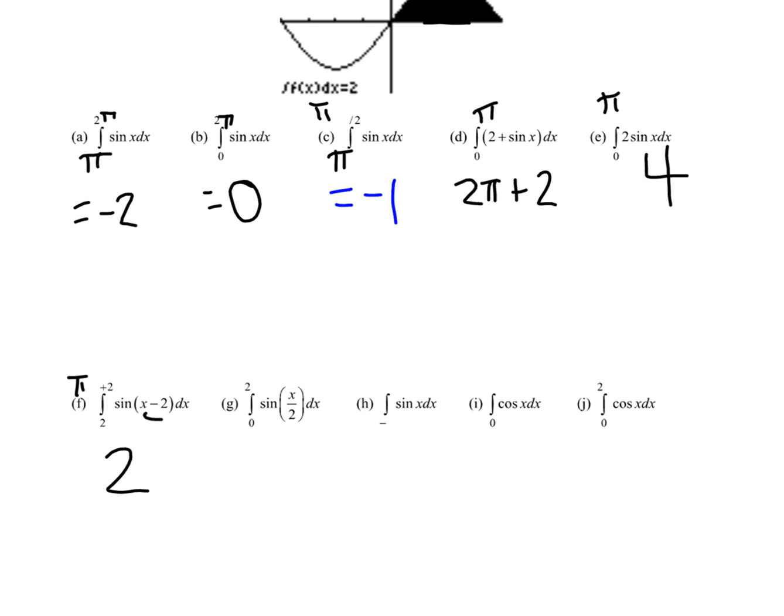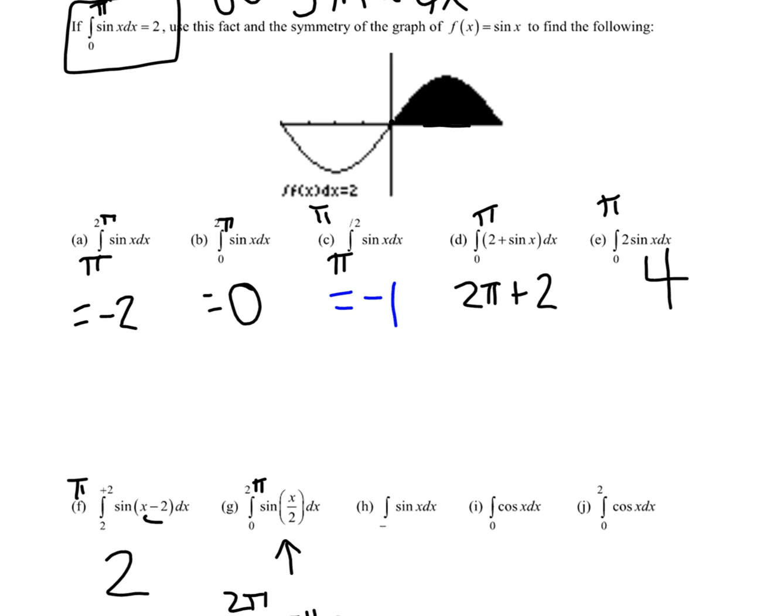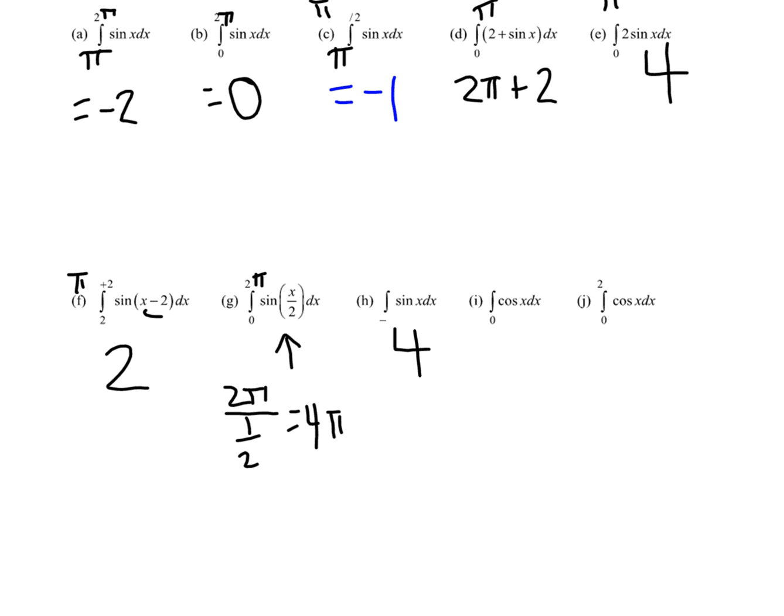This one's going 0 to 2 pi. But what changed? The period on this changed. So the new period of that would be 4 pi. So if we look at that graph, how that's going to change it, instead of going half there, it's going to go half at 2 pi. So it's going to double the area. So instead of being 2, it'll be 4.